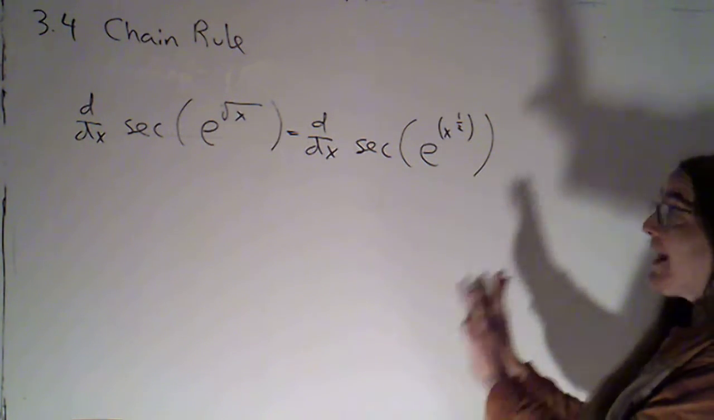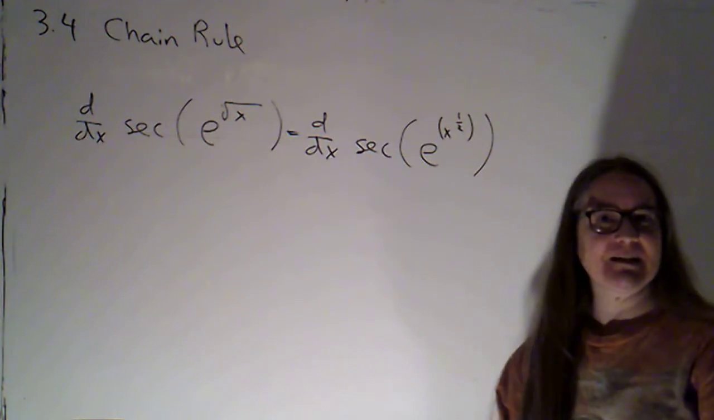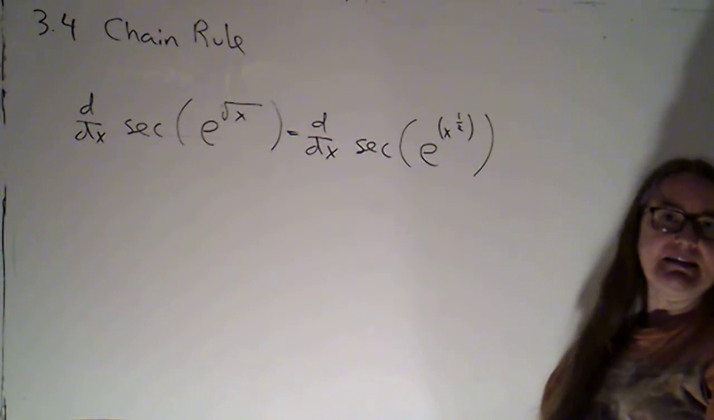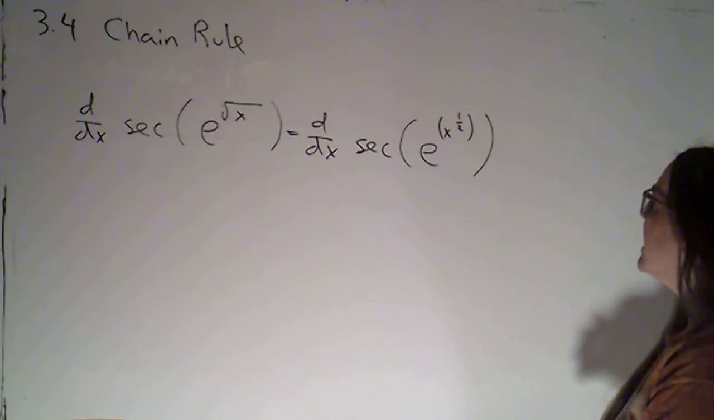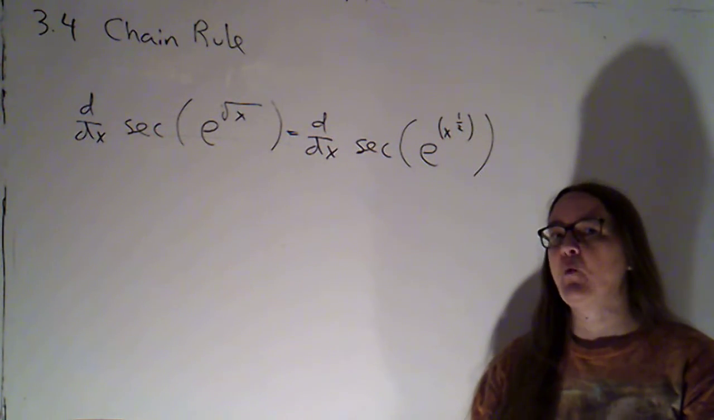I only see one x here. I'm not multiplying secant and the exponential function. I'm plugging that in to the secant. Okay, so we're going to be using chain rule. We're just going to have to use it more than once.